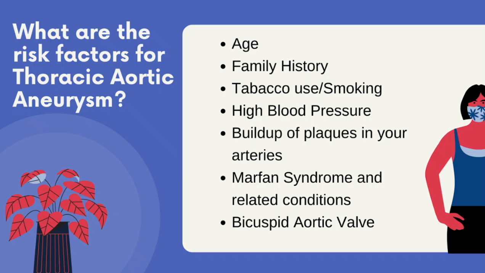Another risk factor is having Marfan syndrome, Loeys-Dietz syndrome, and Ehlers-Danlos syndrome. Marfan syndrome is an inherited disorder that affects connective tissue and mostly affects the heart, eyes, blood vessels, and skeleton. So if your aorta is affected, then you're at risk. Lastly is the bicuspid aortic valve, where an aortic valve has two flaps instead of three. Aortic aneurysm might develop downstream from the aortic valve and can lead to bleeding or rupture.